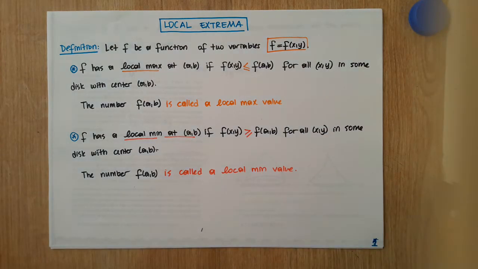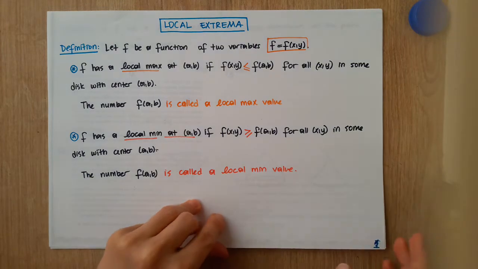So these are the definitions of local maximum and local minimum, and we will make a relation between local maximum, local minimum and the first partial derivatives using this theorem here.